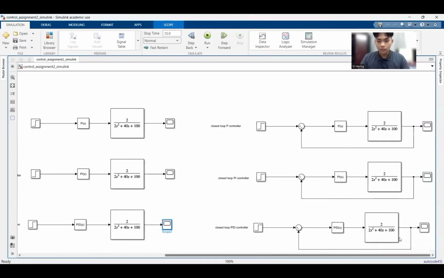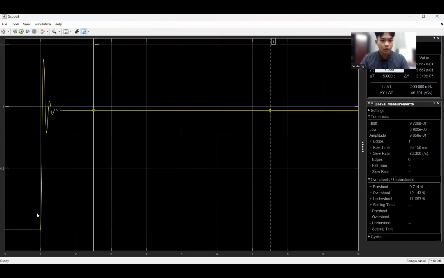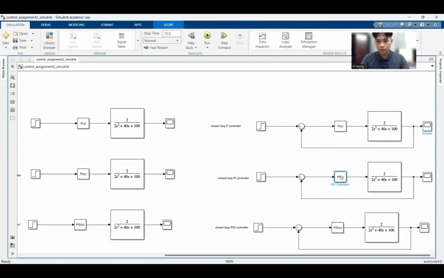And then the next is the closed loop P controller. We connect it with a sum block with plus and minus, and this is the output. It shows underdamped characteristics. The overshoot is 42.143%, and the rise time is 33.156.